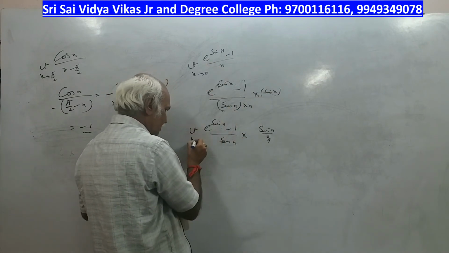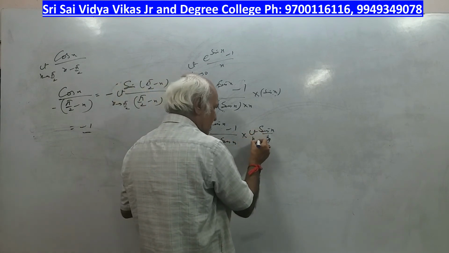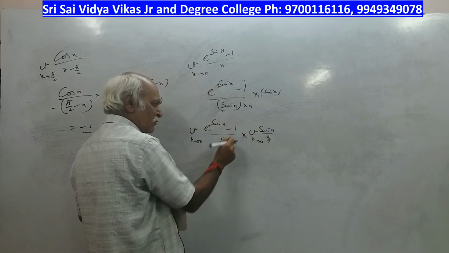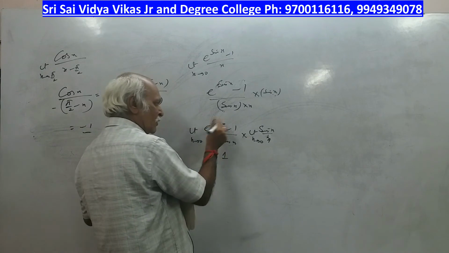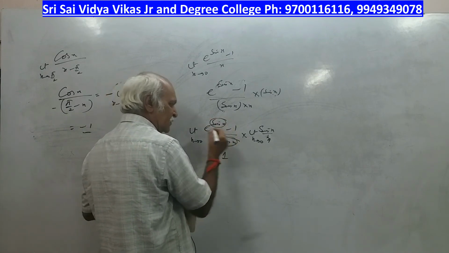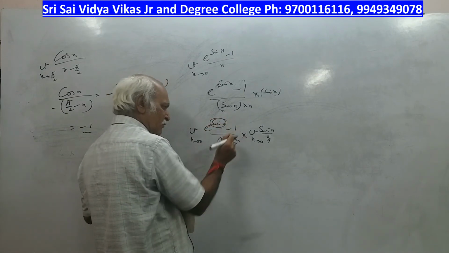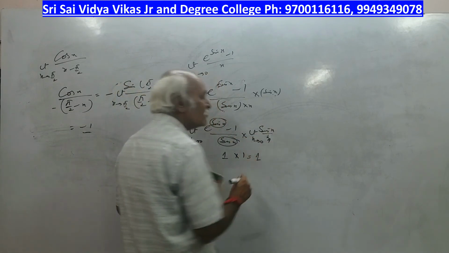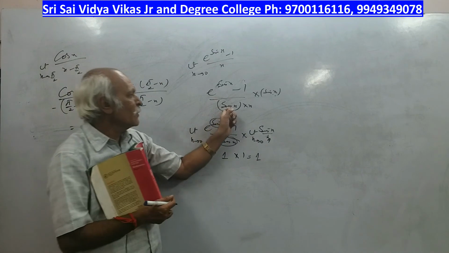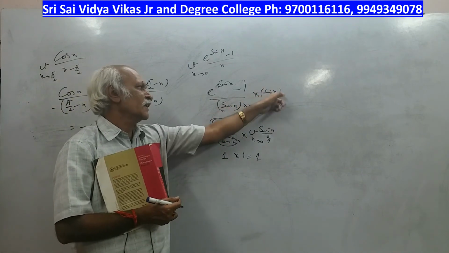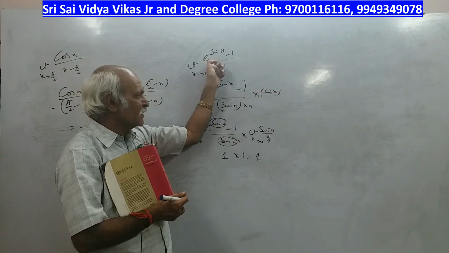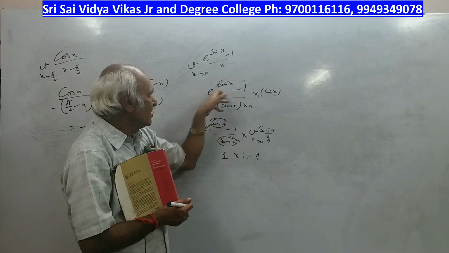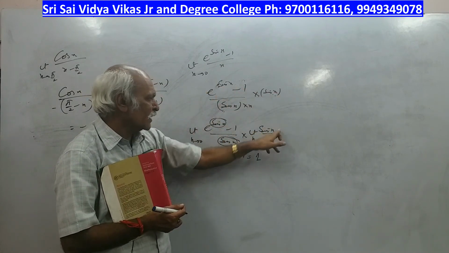So put a limit, x tends to 0. E power x minus 1 by x is always 1, because whatever is there, sin x is there, here also sin x is there. So it is nothing but e power x minus 1 by x, so it becomes 1. Sin theta by theta already we know 1. What is the answer? Okay, so what I have done: multiply and divide by sin x. So sin x and sin x will get cancelled, we will get again the same problem. So what I have done, e power sin x minus 1 by sin x into sin x by x.